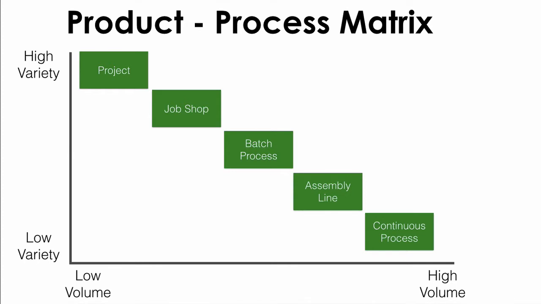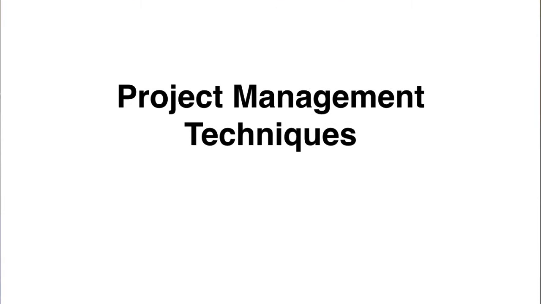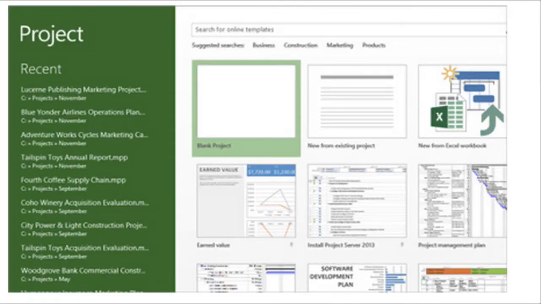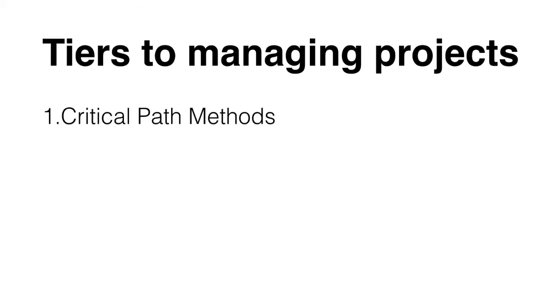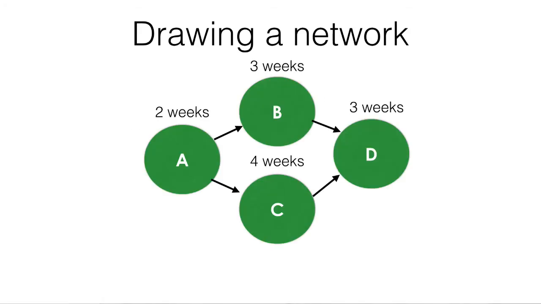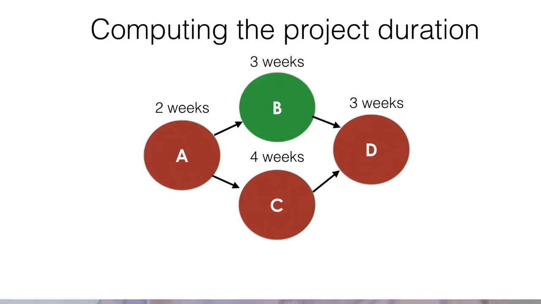Projects are at the end of the continuum, have the least amount of repetitive flow, often having only 1 unit of output per project. Projects are depicted by network diagrams with arrows and nodes denoting the tasks that comprise the project. Because they're quite different from other types of processes, projects have their own set of analytical techniques. These techniques can be applied by hand or by using available software. There are 3 tiers to the concept of managing projects with these techniques. First, critical path methods.